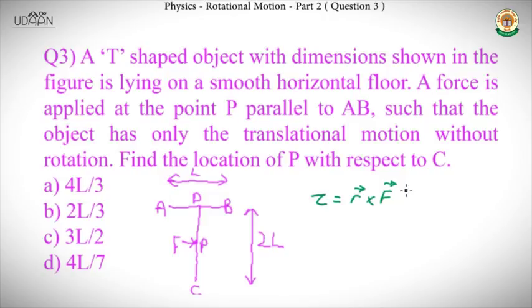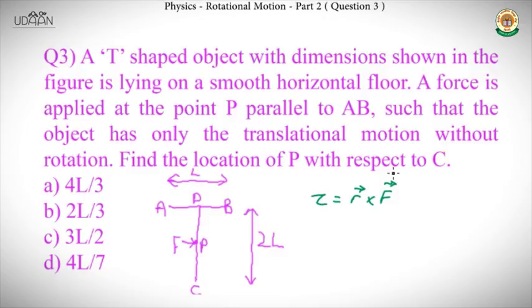Now, to make the torque 0, one way is to make the force 0, which is not the case here. The other way is to make the R part 0. So here we see that if we make the force pass through the center of mass of this system, we can make the torque 0. So let's find the center of mass of this system with respect to point C, as asked in the question.